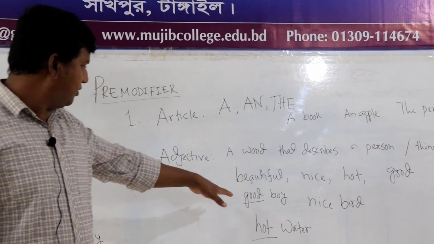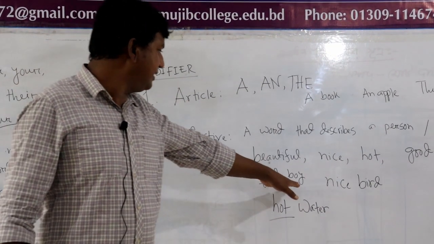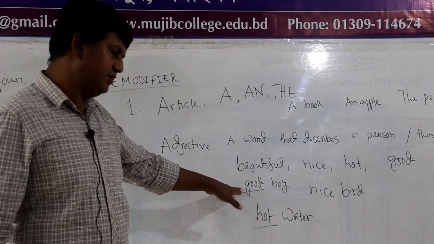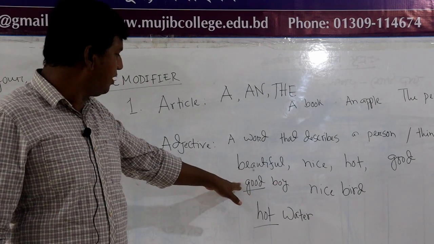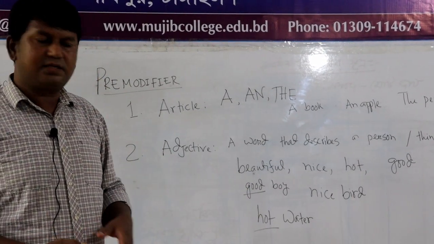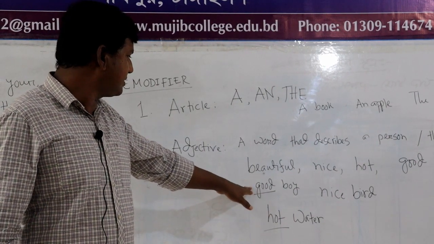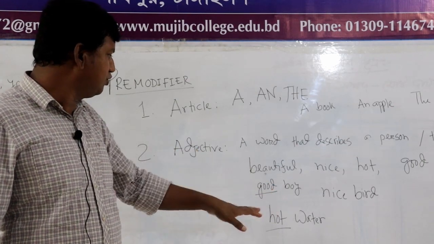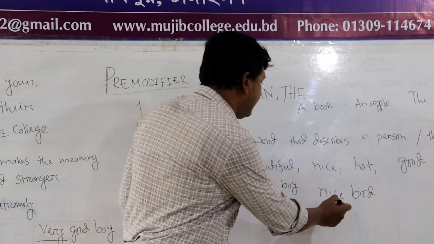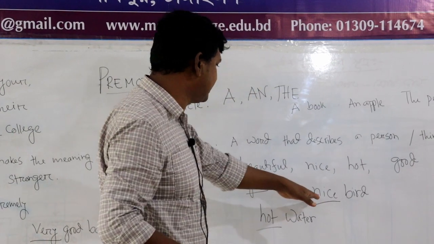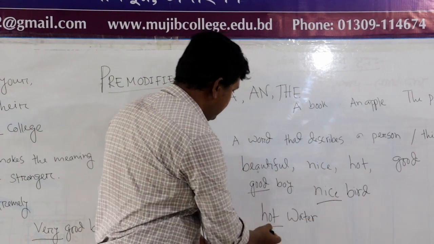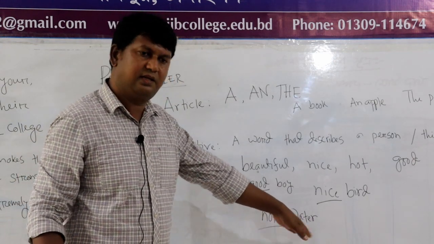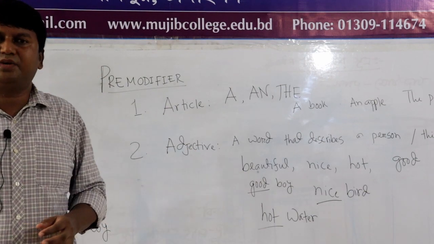Now look at the example. Good boy. Here the boy is noun. This boy is modified by the adjective good. We all the time say good boy, we never say boy good. So this good is a pre-modifier because it is placed before the head word boy. Similarly, we have written two more examples. Nice bird. Here nice is the pre-modifier. This is an adjective. Bird is a noun. Here hot is an adjective. It is modifying the word water. So adjective can be a pre-modifier.